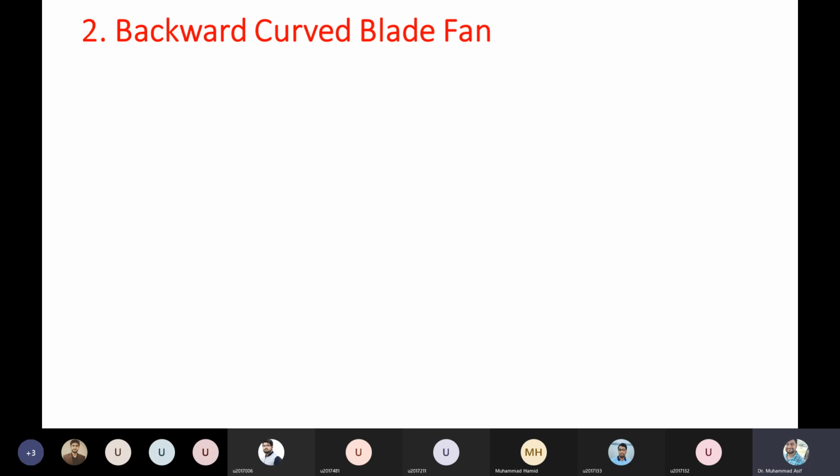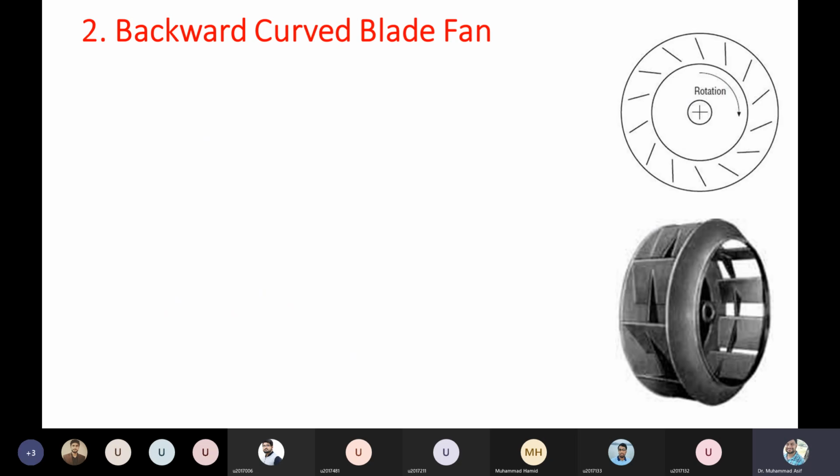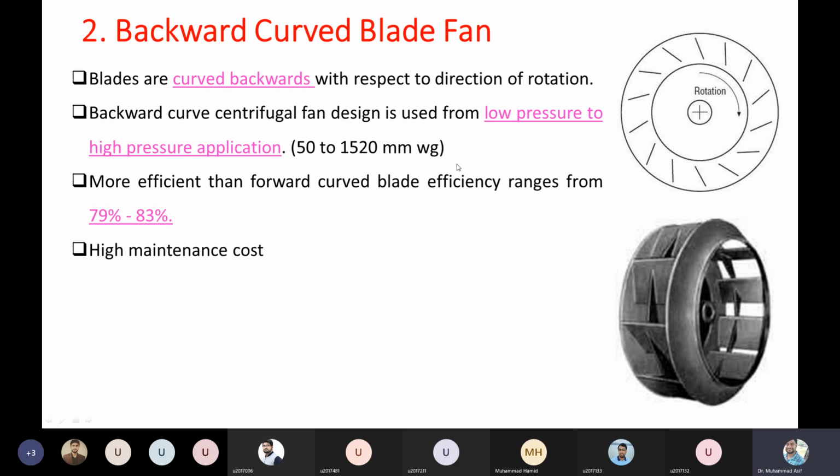Okay, the second category is the backward curved blade fan. As you can see, the blades are curved in the backward direction relative to the direction of the rotation. Compared to the forward curve, these are for low pressure to high pressure applications, and their efficiency is much higher than the forward curve blade. As I showed you previously, forward curve has 60 to 65% efficiency, but these are relatively more efficient than the forward curve blade.